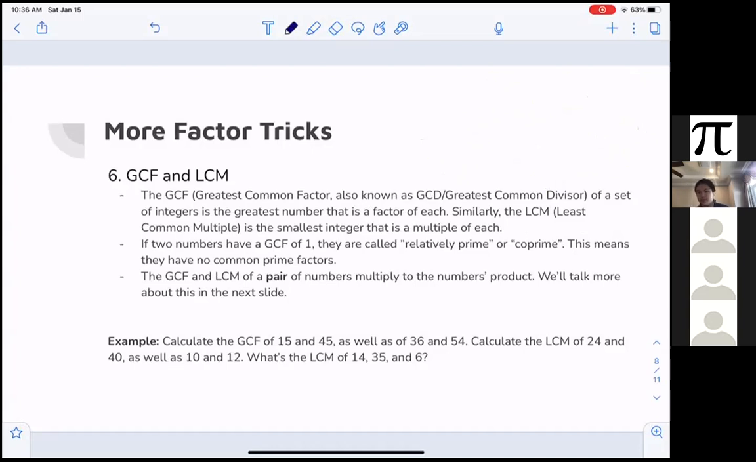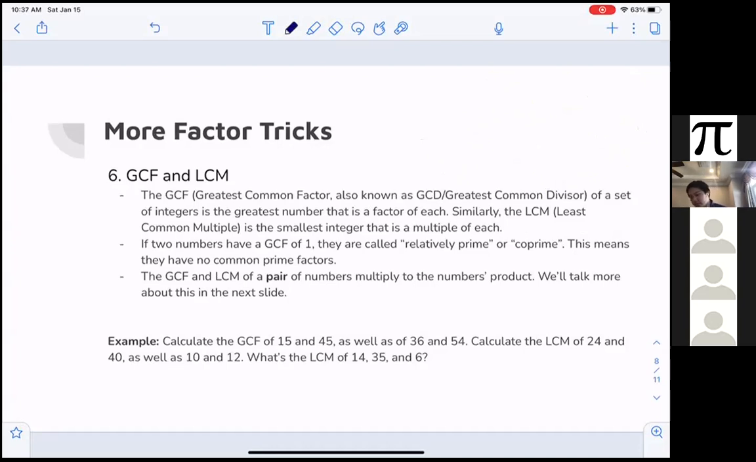If two numbers have a greatest common factor of 1, they're relatively prime. They don't really share any factors other than 1. And yes, we'll talk more about this GCF LCM stuff maybe in the next slide.